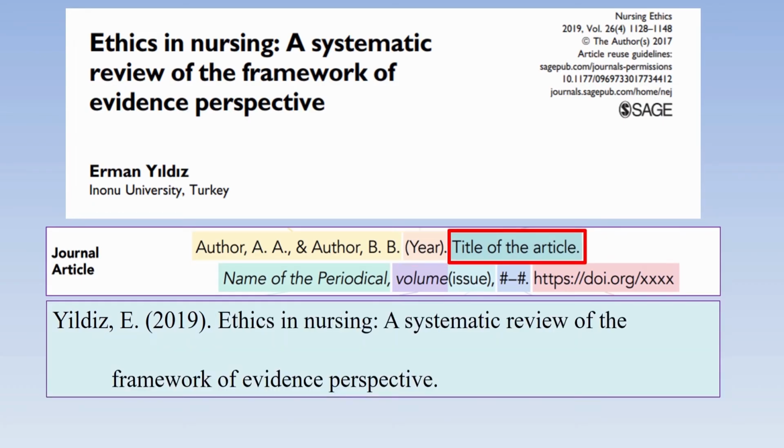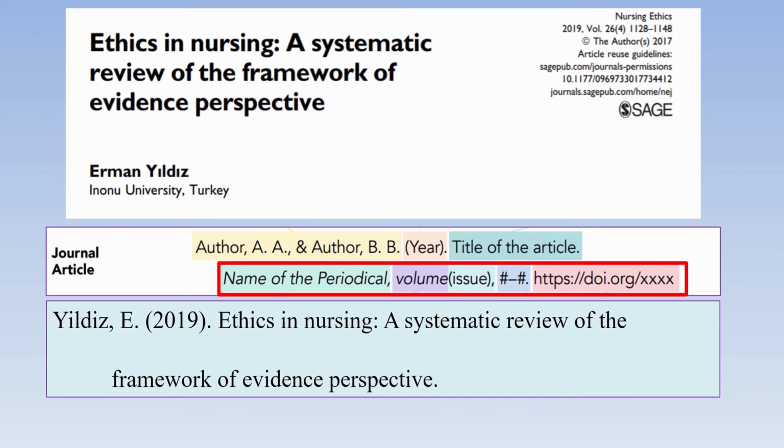The article title and subtitle are Ethics in Nursing: A systematic review of the framework of evidence perspective. The article title and subtitle are in sentence case, then period. The rest of the entry pertains to the source element. We have the name of the periodical, the journal Nursing Ethics, which is in title case and italics, comma.